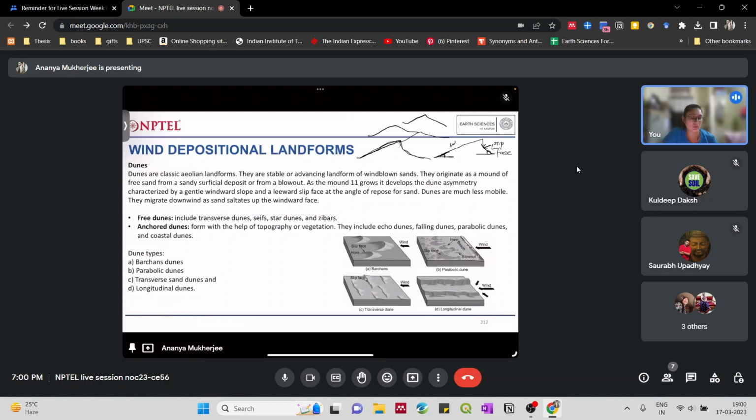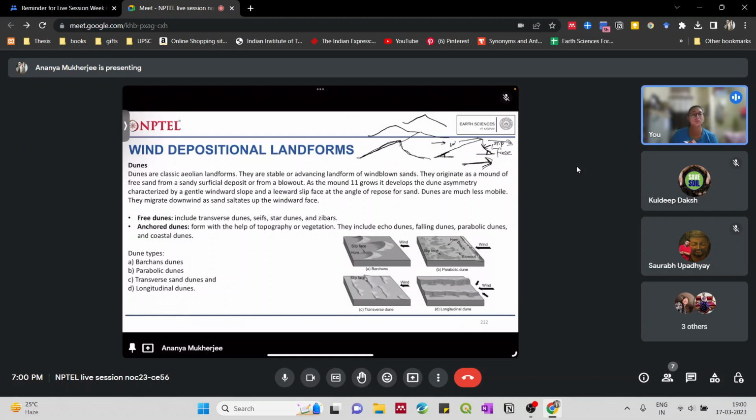Okay, you can see the differences. So the windward side is gentler in nature and the leeward side is the steeper one. It usually migrates in this direction, that is, in the direction of the wind. So the wind is going like this, and if the dunes are migrating, they are going to migrate in the direction of the wind.